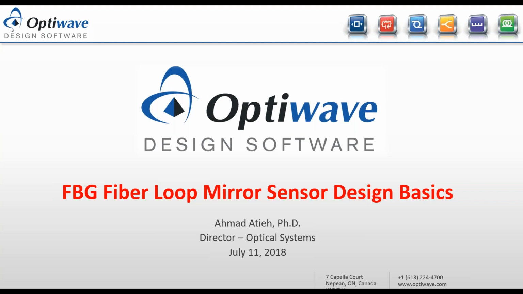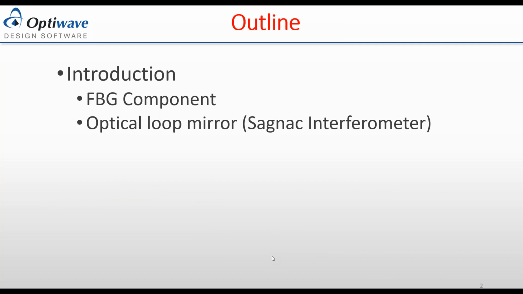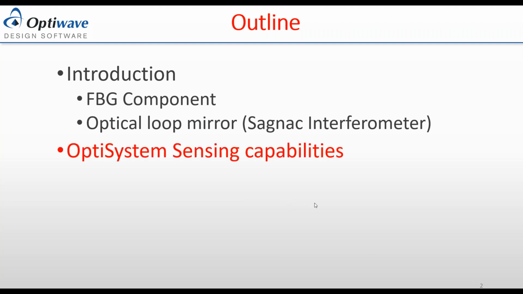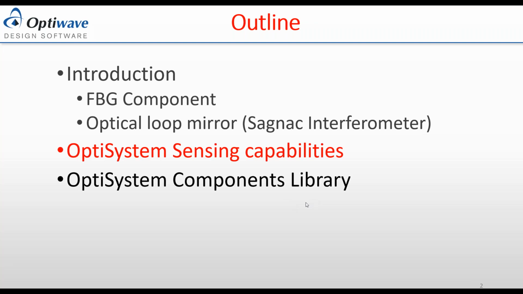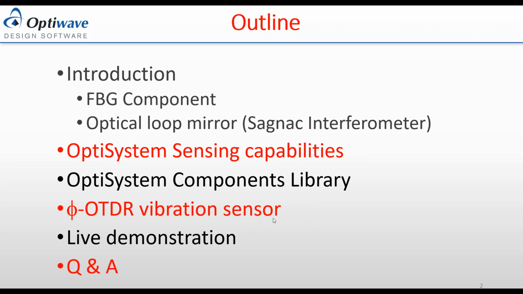The presentation will include the following topics. I'm going to talk about the FBG component in OptiSystem and the different applications of it. Then I'm going to describe the optical loop mirror, which is known as the Sagnac interferometer. And then I'm going to talk about the sensing capabilities of OptiSystem. Then I'm going to describe the components usually used to build a project in OptiSystem for sensors. And then I'm going to mention some information about Phi-OTDR for vibration sensing. Then I'm going to show you some examples and end the presentation with questions and answers.